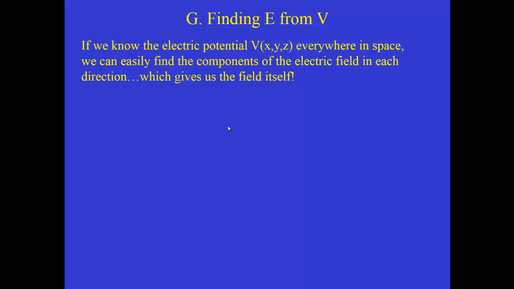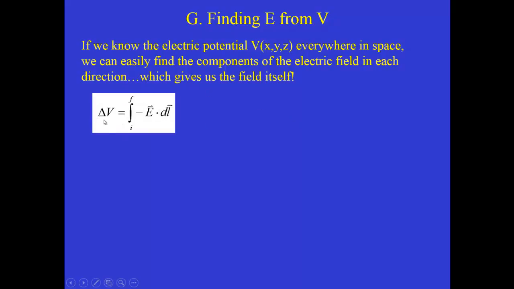Finally, if we have V, this is what I was starting to allude to a few minutes ago. If we already know what the electric potential is at a certain region of space, then we can find the components of the electric field by just doing some very simple calculations. And so that's kind of neat. Sometimes it's easier to first find the electrostatic potential and then from it calculate the electric field rather than calculating the electric field directly. So here's the logic behind that.